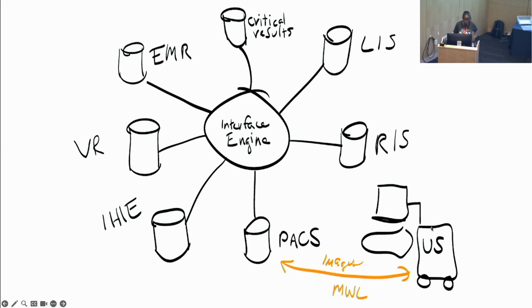So in this one, I'm showing you an ultrasound. And the ultrasound interfaces with the PAC system. The PAC system is just a database for storing medical images. And the way these two interface is through something called a modality worklist. And why that is important is because you need to be able to not enter the information in the system.